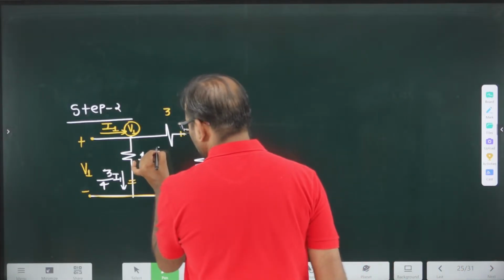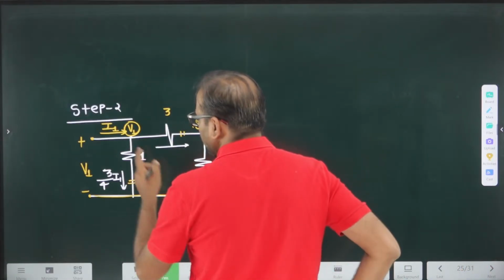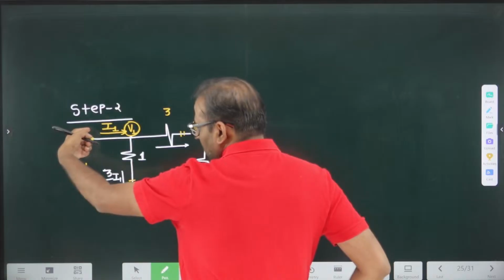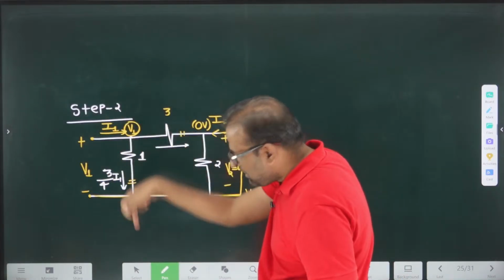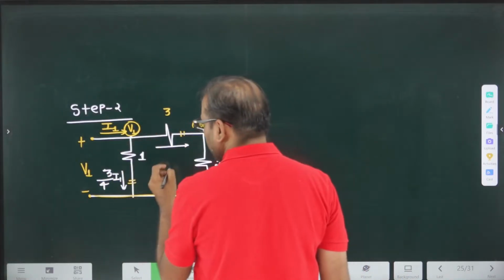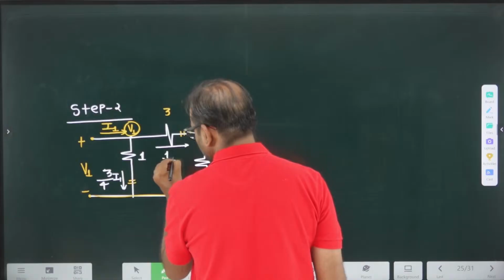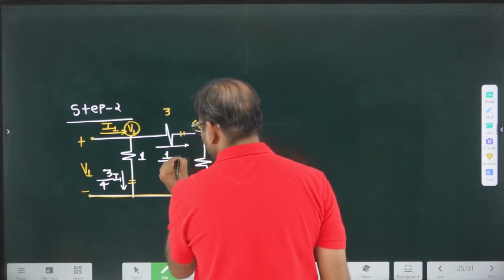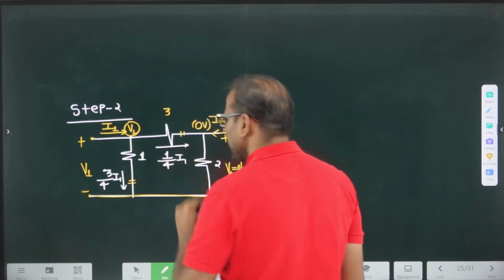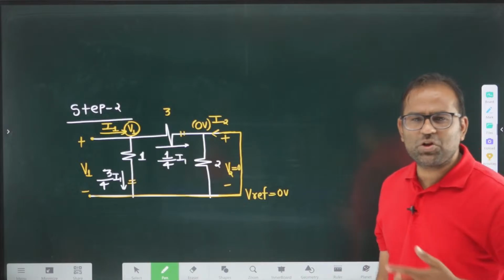And what is the current going here? The current going in this branch is equivalent to, the total current is I1, 3 by 4 I1 is going in this direction. So you can say this current is 1 by 4 of I1. Just the distribution of current.